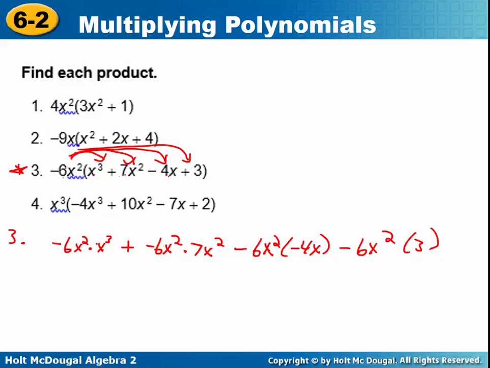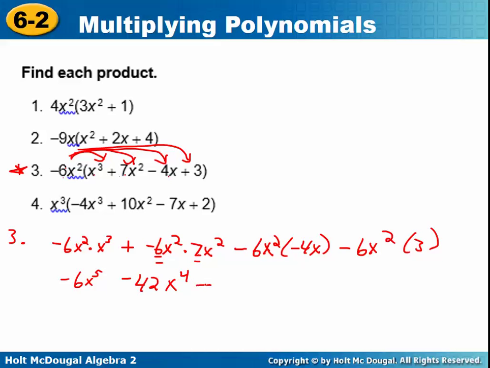So we have negative 6x squared times x cubed. Remember that we are adding the exponents. When you're multiplying like bases, you add the exponents. So that's negative 6x to the fifth. I'm going to write this as minus. 6 times 7, those go together. 6 times 7 is 42. Now look at the exponent. They're both x's, same base, and we have an exponent of 2 plus the exponent of 2. So that will be x to the fourth.